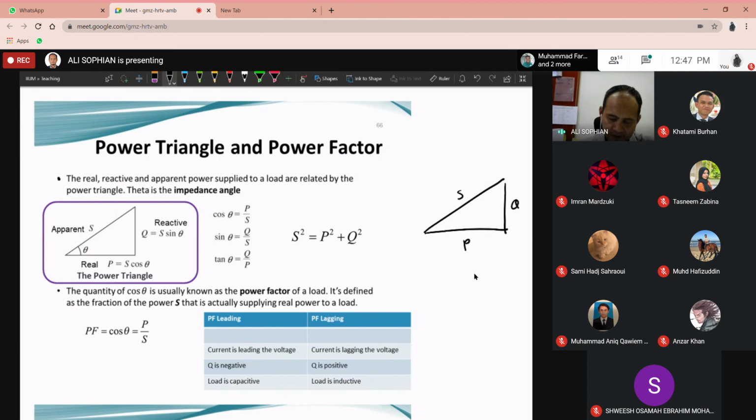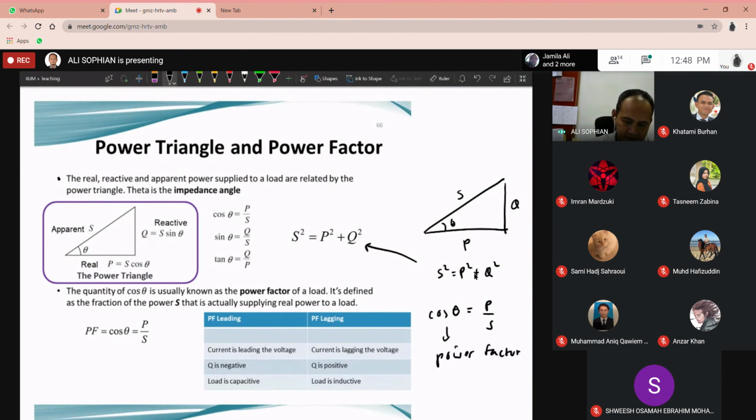If you use Pythagoras, then S squared equals P squared plus Q squared. Just this equation there. And then this is the angle theta. So if you have this triangle, it helps you. For example, you know that cos theta will be P over S.